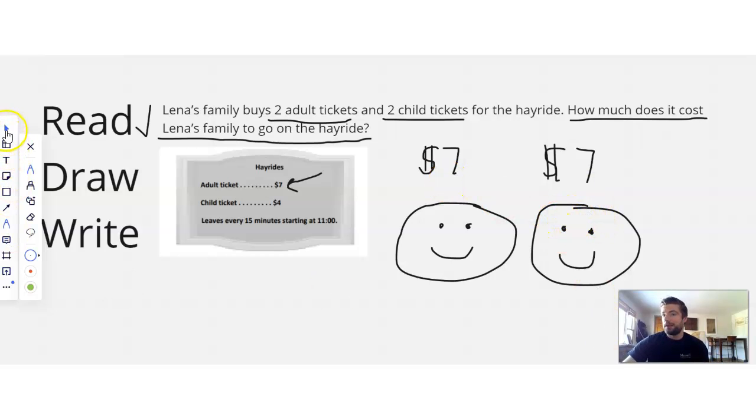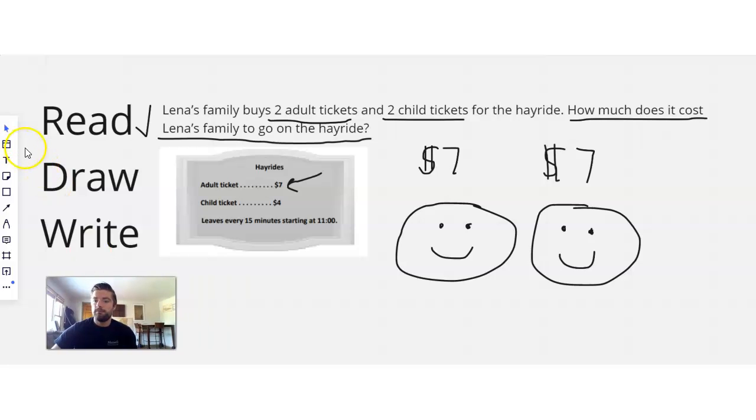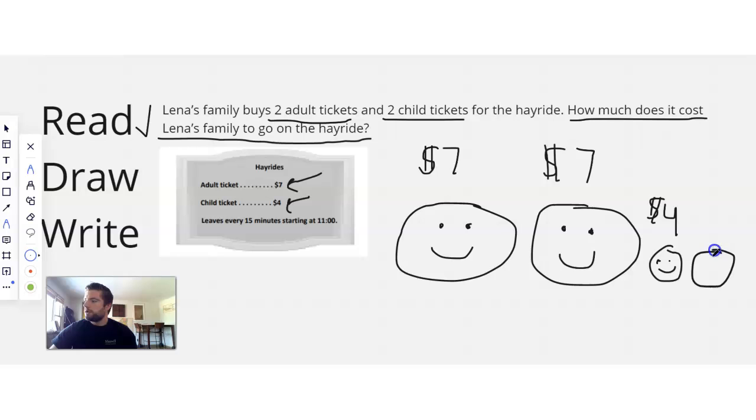Now, we go to the kids. We're not done yet because they also need to buy 2 child tickets for the hayride. And for that, we're going to do smaller smiley faces to represent the kids. And how much do the child tickets cost? That's right, we look at our chart again, and we find out that they cost $4. I'm running out of room a little bit, but hopefully your paper is a little bigger than mine. So I'm drawing 2 smaller smiley faces to represent the kids, and I'm writing $4 next to them. So I have $7, $7, $4, and $4.